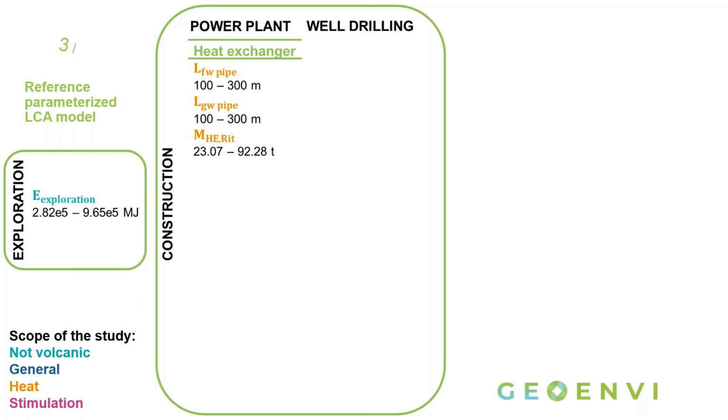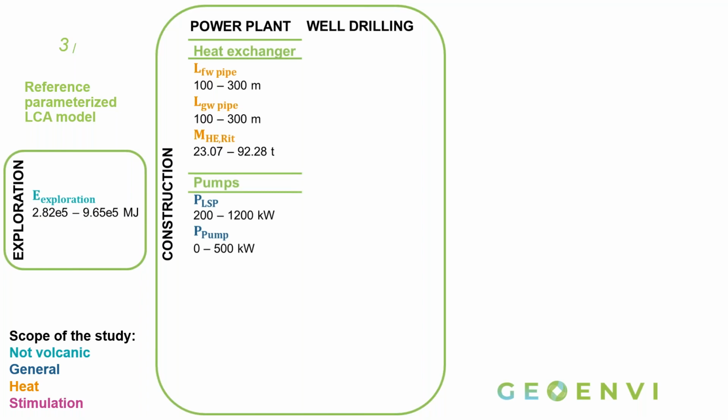And then I also used the mass of the heat exchanger in Rittershofen to derive, using a proportionality rule, for any other mass of heat exchanger the amount of materials that are required. You can see that these parameters are highlighted in orange, which means that they are specific for installations that produce heat.